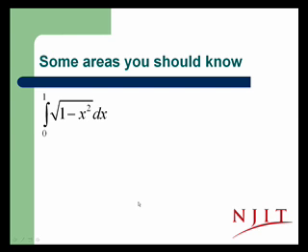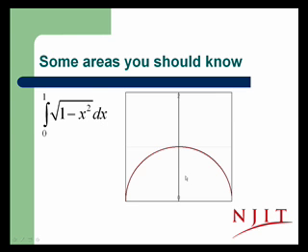Here are some areas you should know because you know about certain shapes. If we consider the integral, the area under the curve, from 0 to 1, of the square root of 1 minus x squared dx, what do we have there? Well, the function y equals square root of 1 minus x squared, that's a semicircle. And the integral from 0 to 1, that's simply the quarter circle. So since the area of a circle is pi r squared, that would be pi times 1. The integral from 0 to 1 of the square root of 1 minus x squared dx is going to be 1/4 of pi, or pi over 4.